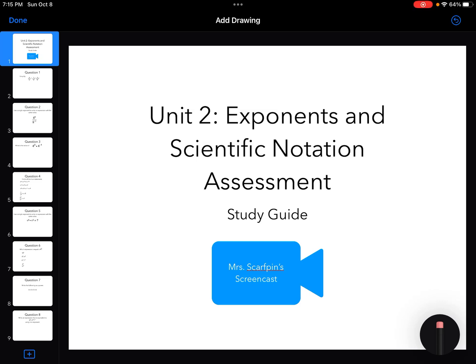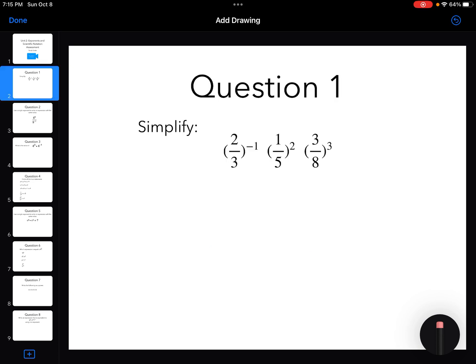Hi everybody, we're going to do the Unit 2 Exponents and Scientific Notation Assessment Study Guide. We're going to start with question number 1.